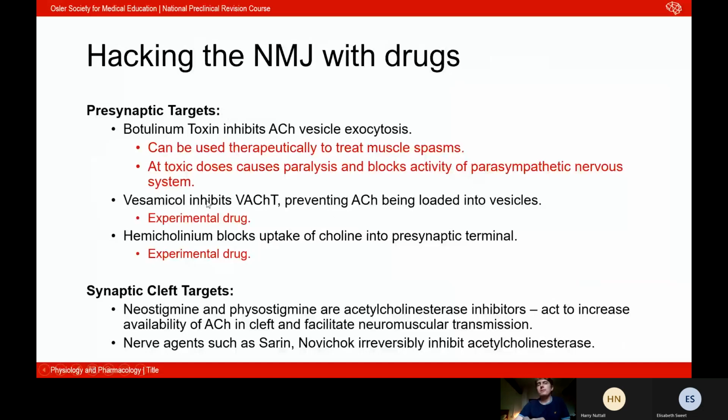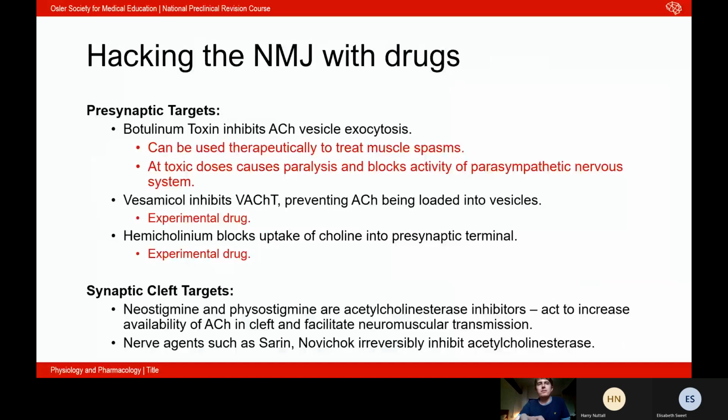There are a couple of other experimental drugs that target the presynapse as well. They don't have clinical use at the moment, but if you're writing an essay on this topic, it's a good thing to bring in these different manipulations of the presynapse and how they elucidate what the function of these various presynaptic molecules and processes are.